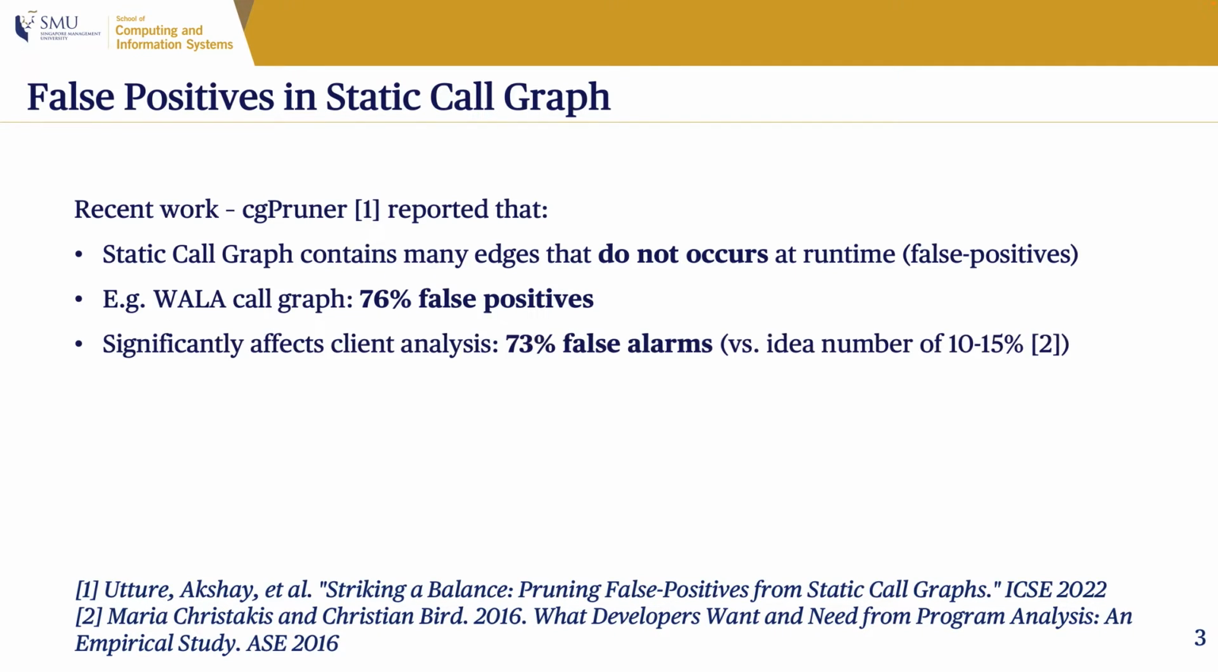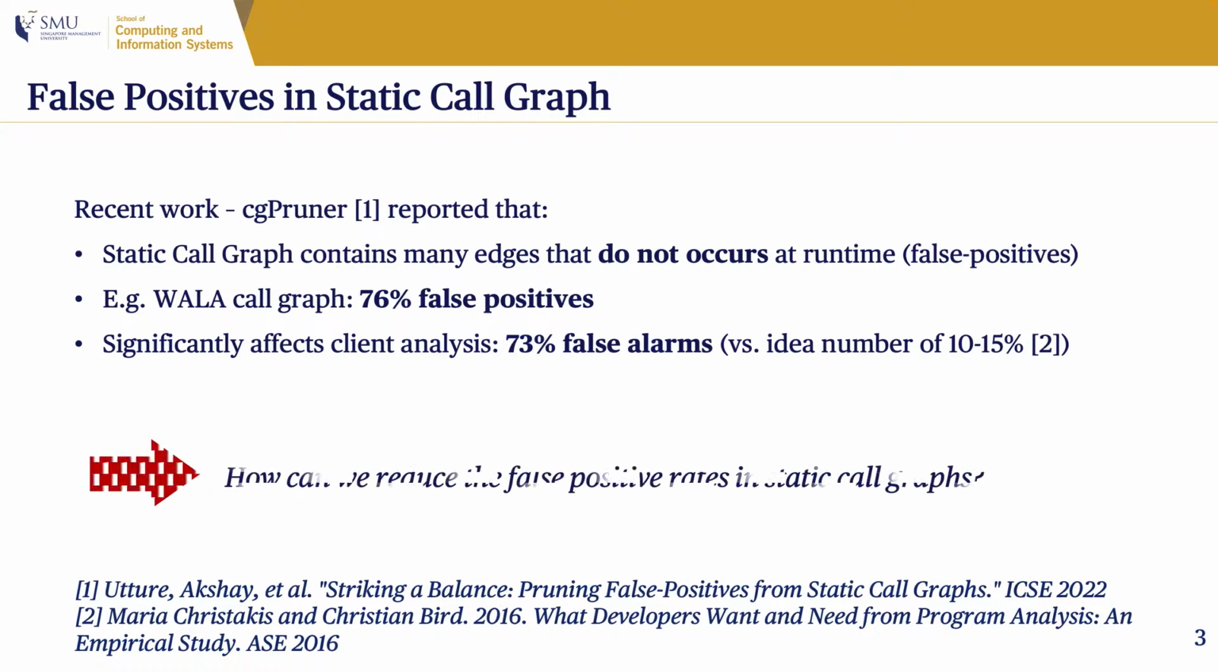Moreover, these false positives also significantly affect client analysis tools. For example, the experiment of ESEC also shows that 73% of warnings produced by a client null pointer analysis are false positives. Meanwhile, the expectation from developers is only 10 to 15%, as reported by Tristan, Christakis, and Bird in ASE 2016. These results raise an important question: how can we reduce the false positive rate in static call graphs?